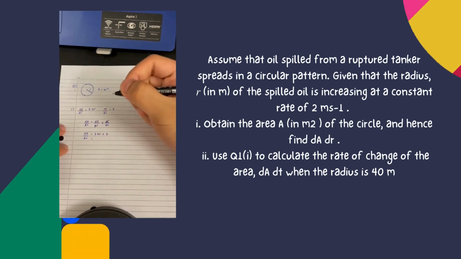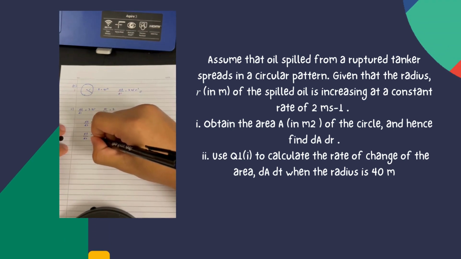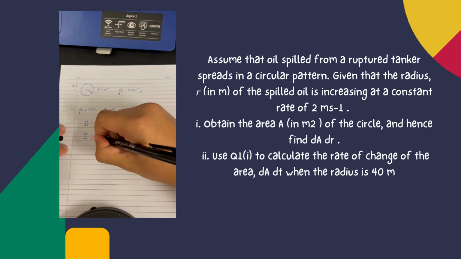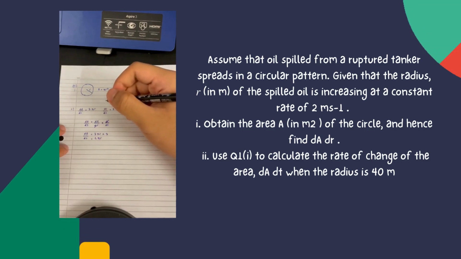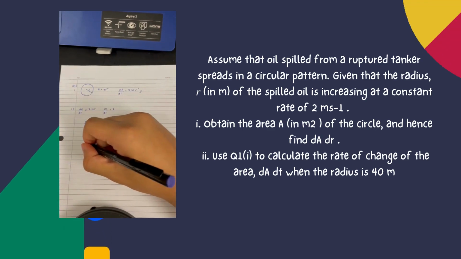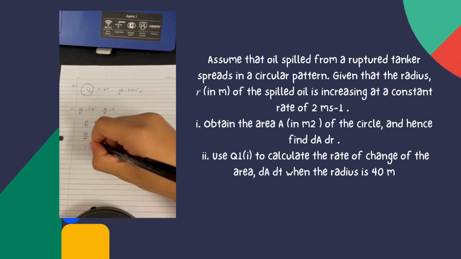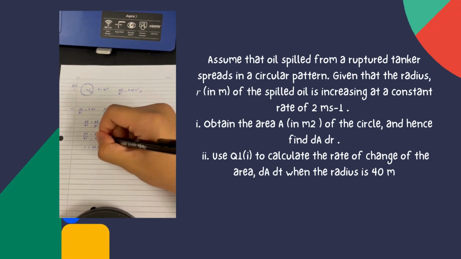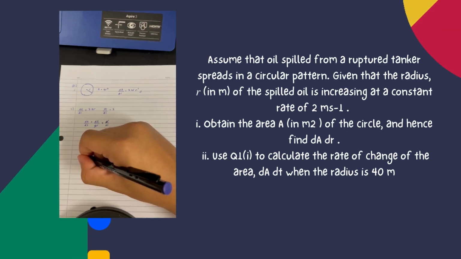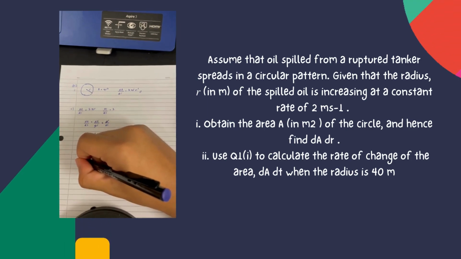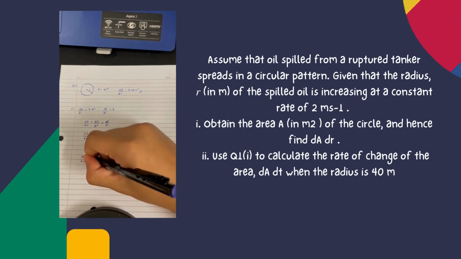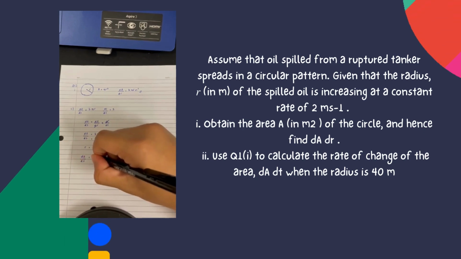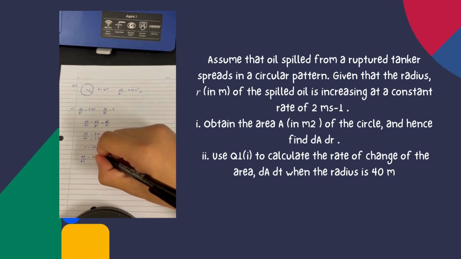After we get the 4 pi r, we can substitute the r with the 40 meter. So for the last calculation, dA over dt, we substitute into 4 pi r, where r equals 40, and after we calculate, we get 160 pi meter square per second.